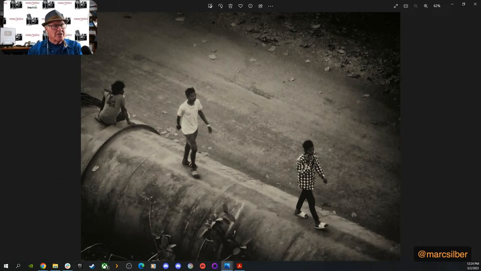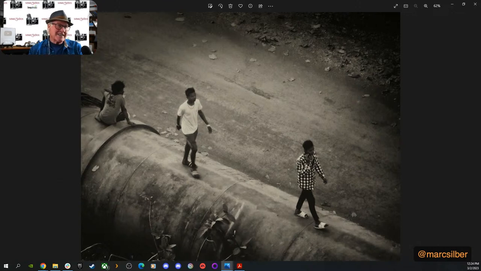Doesn't that just draw you in? I agree. Why are they walking on the pipe? It seems to be a path. So I can logically follow this out and say, well, they don't want to walk on the road because there's probably trucks and cars. So they have a path. None of that matters.